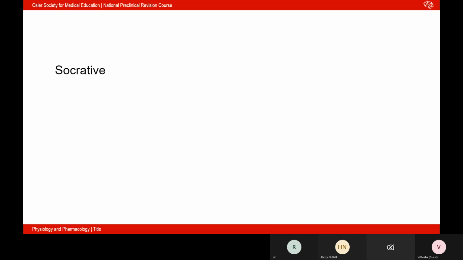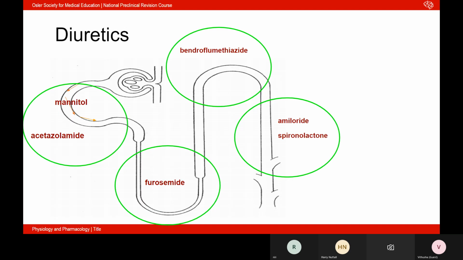Okay, lovely. Yeah, so our potassium-sparing diuretics are amiloride and spironolactone. I'm just going to explain this based on where the diuretics act. So basically, in the proximal tubule, you can have mannitol, which is an osmotic diuretic, and that will act very simply by drawing more water into the tubule.